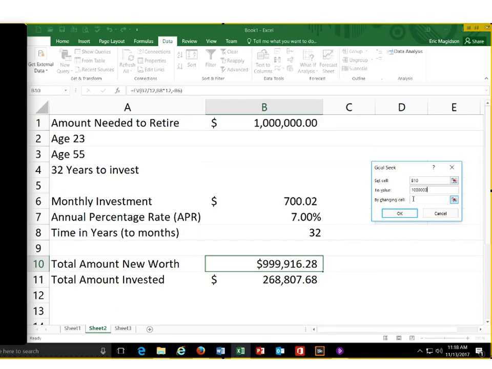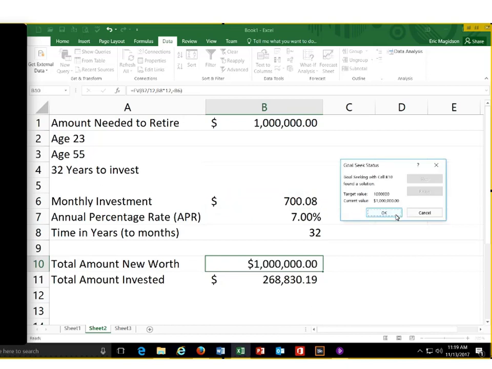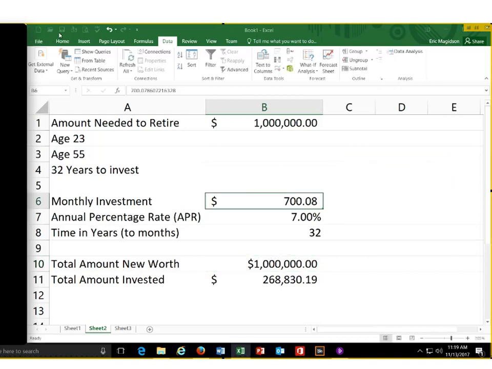1 million. By changing what cell are we changing? B6. By changing this cell. Now watch carefully. Remember that whole billion processes per second that a computer can do? 1, 2, 3, click. Done. 8 cents. By the way, it's probably not 8 cents.